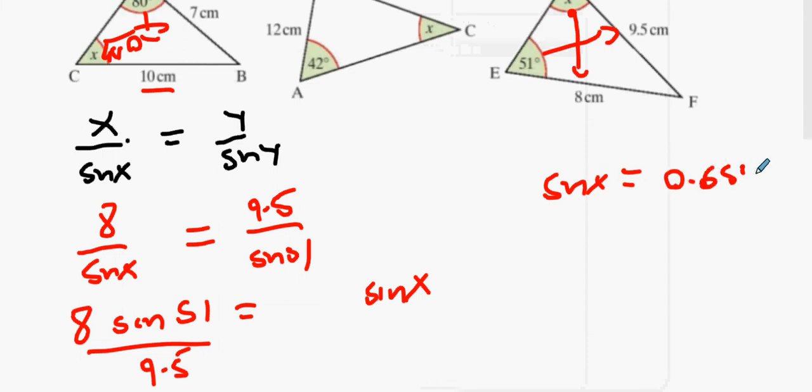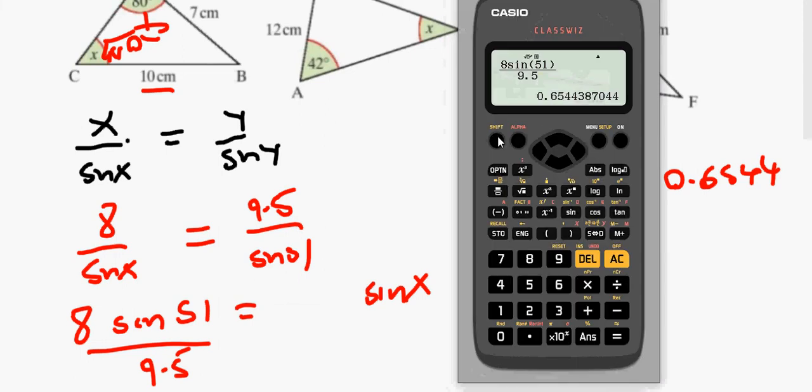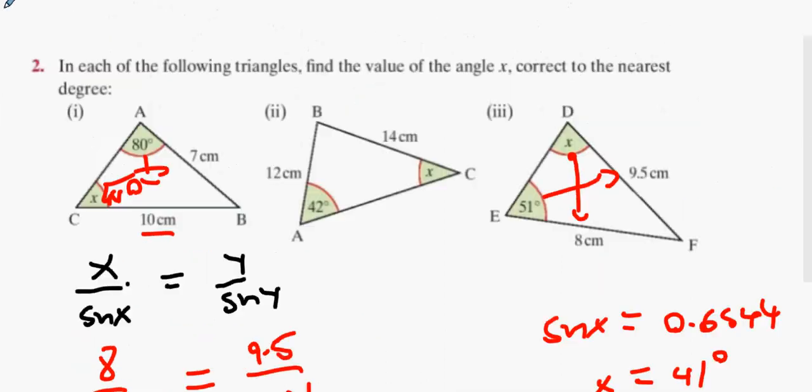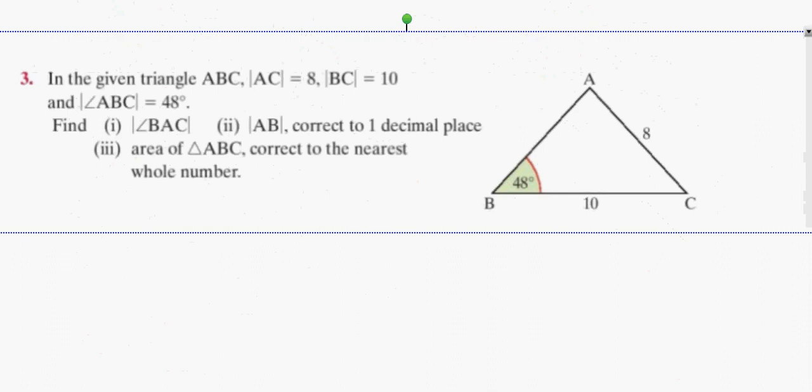Shift sine inverse your answer, 0.6544, and you get an answer of 41 degrees. Okay, that's questions 1 and 2 done. Alright, question 3 should be reasonably handy.